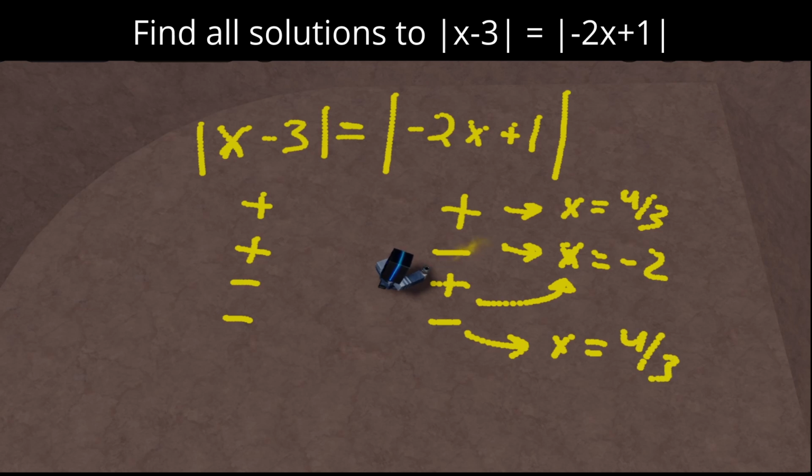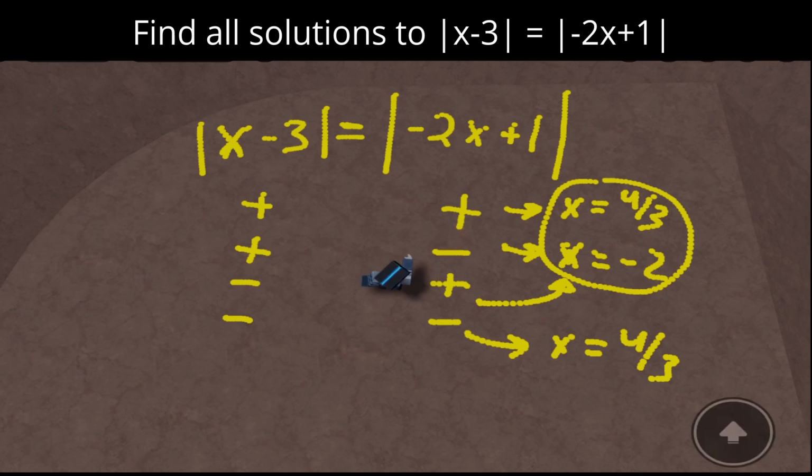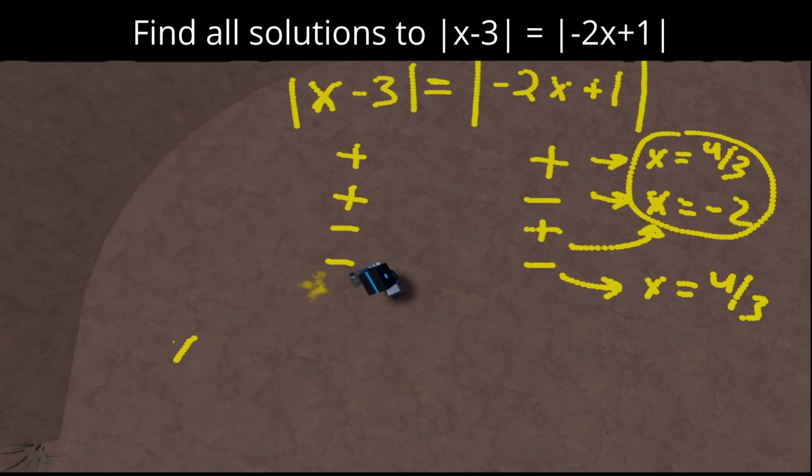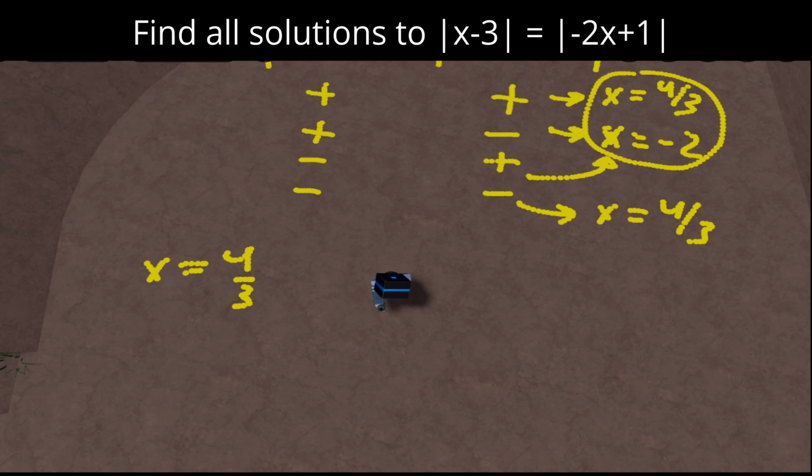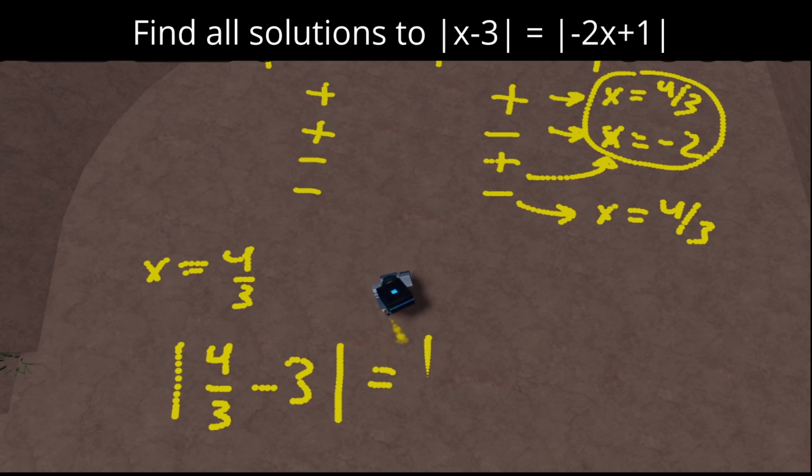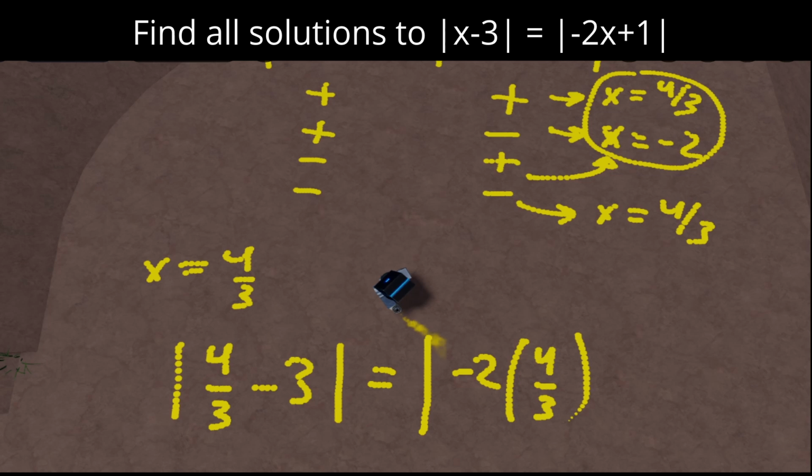So notice there's only 2 solutions we need to test actually. We just need to test 4/3 and negative 2, to see which one is true and which one is false, or maybe both of them are true. So let's test 4/3 first. To test that, I'm going to write, we have 4/3 minus 3, because we have x minus 3, is equal to negative 2 times 4/3 plus 1. So let's see if this is true.